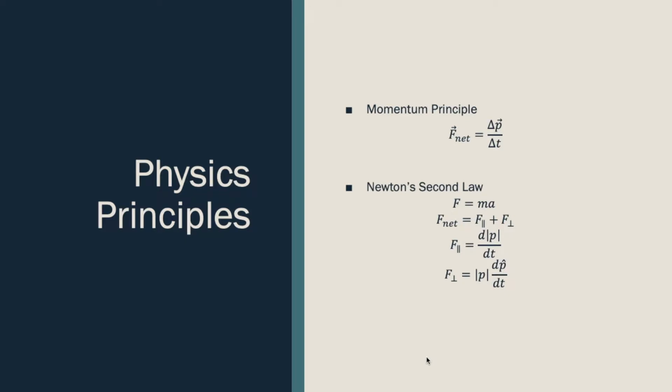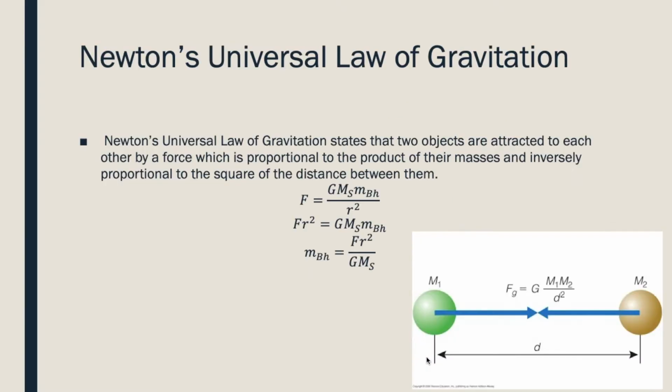The physics principles used were the momentum principle, which is F net equals the change in P over the change in time, and Newton's second law, which is F equals ma. We have F net equal to F parallel plus F perpendicular, and F parallel is equal to the magnitude of p over dt, and F perpendicular is equal to the magnitude of p times dp hat over dt.